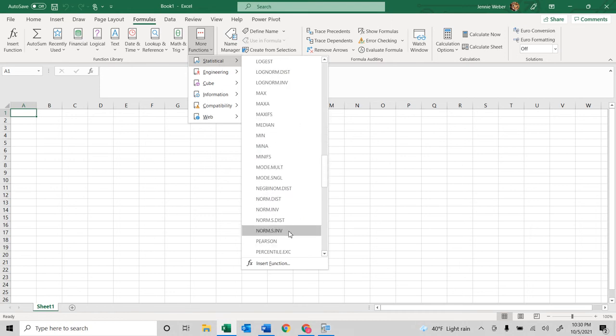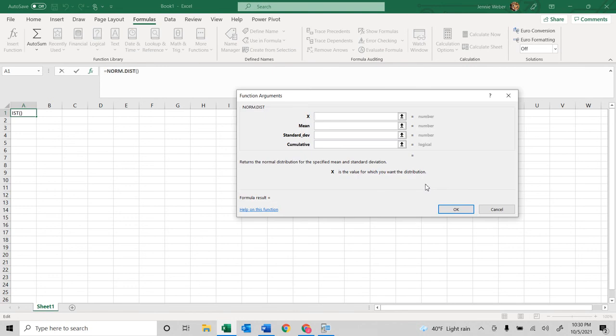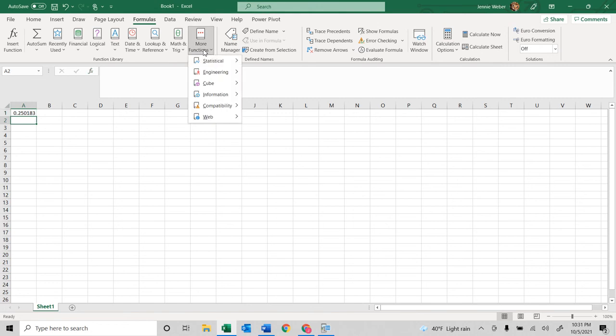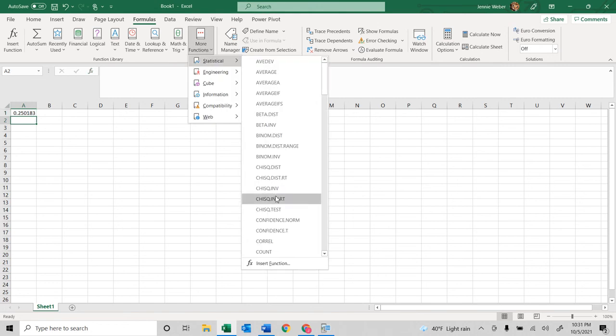Now remember, with this I'm going to use the normal distribution. I don't want the S version because that would be if I had to convert, and I'm not going to convert here. So I'm going to start with 140. My mean is 171. My standard deviation is 46. And I want true. And then I'm going to do the second one, because remember I'm going to subtract these.